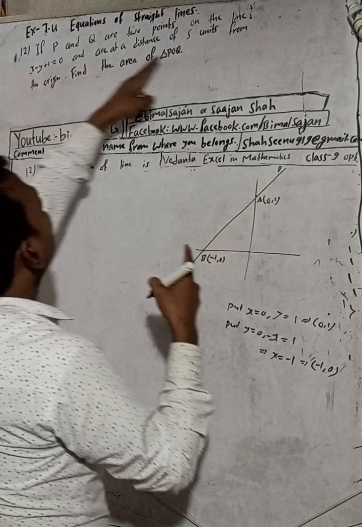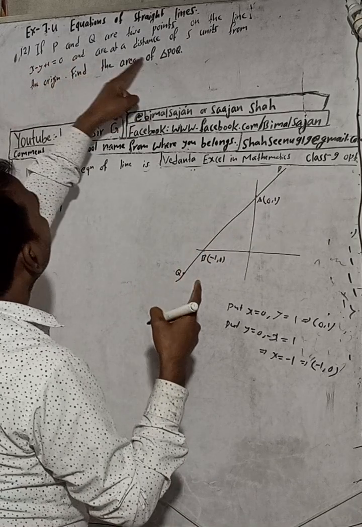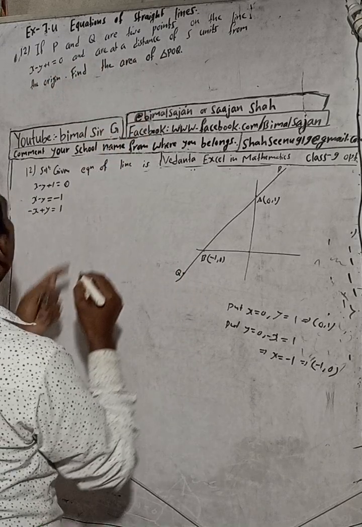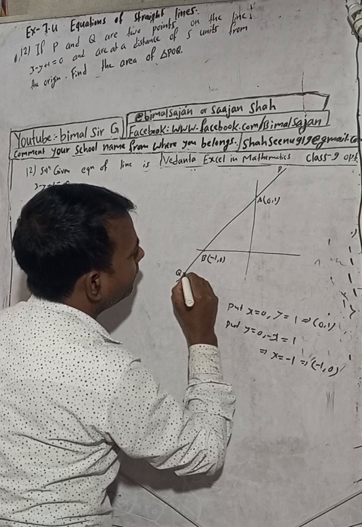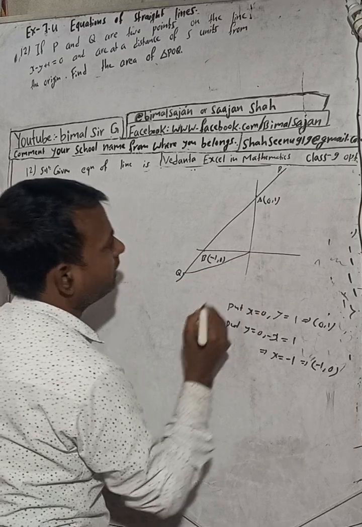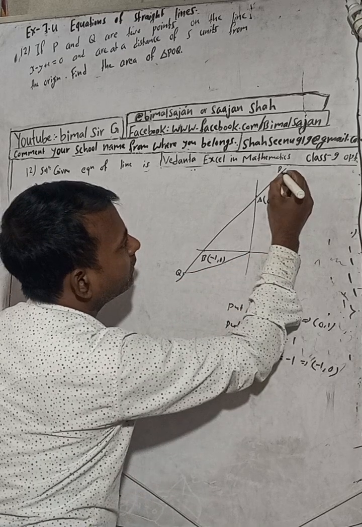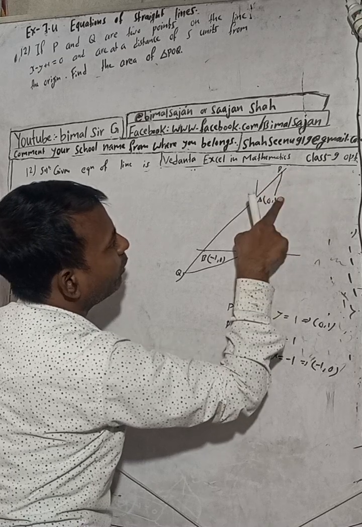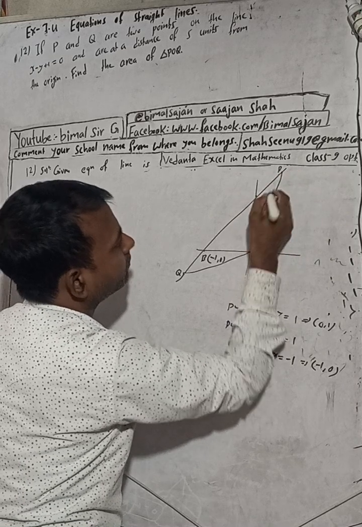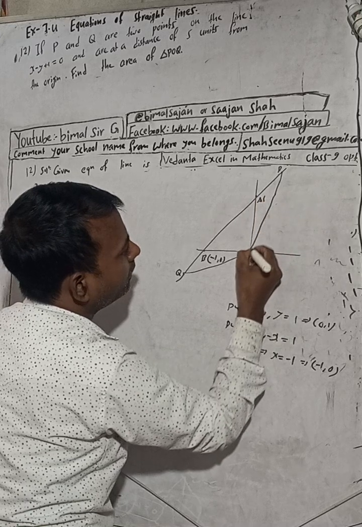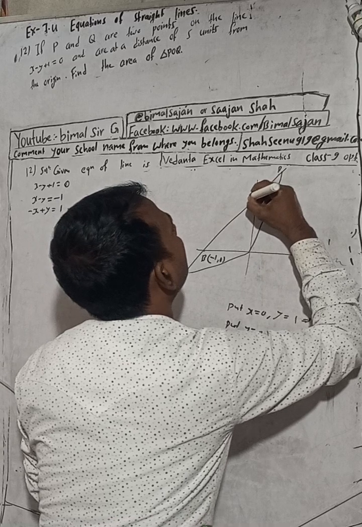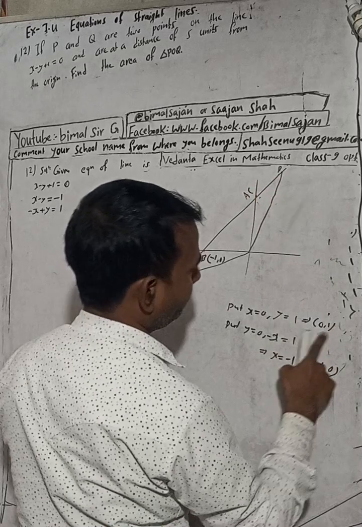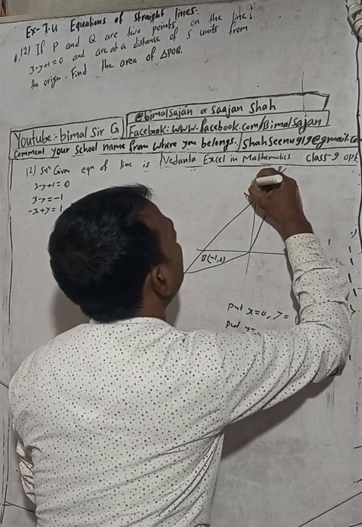If P and Q are 2 points on this line, and are at a distance of 5 units from the origin. So this is the origin. From this origin, if I join this line, this is what distance? 5 distance. And if I join this point, I will write here clearly, A. This is our A, 0 comma 1.